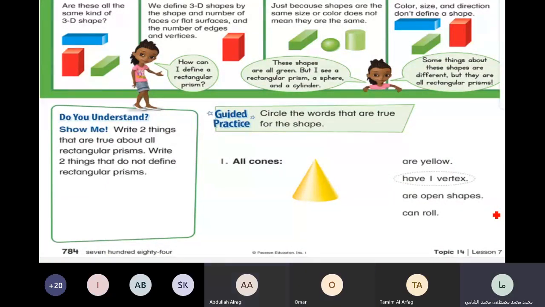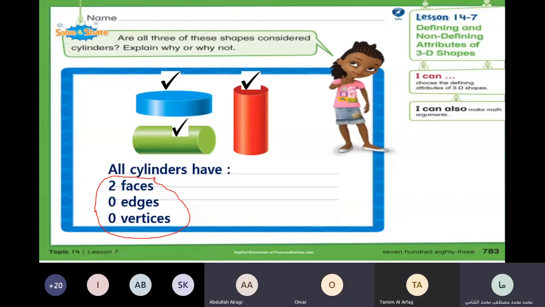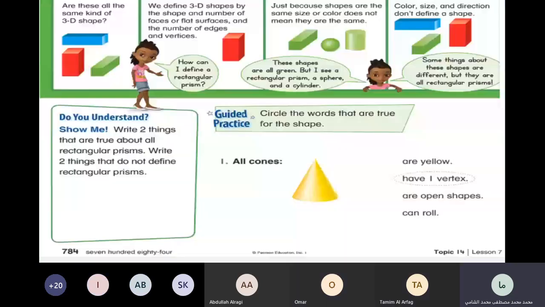Okay, hurry up, yalla, sorry. Two faces and zero edges and zero vertices. A cylinder has two faces, zero edges, and zero vertices. Now, big hand. Yeah, 784. All cones are yellow. You know color doesn't matter. So fine. Just all cones have one vertex. Yes, right.